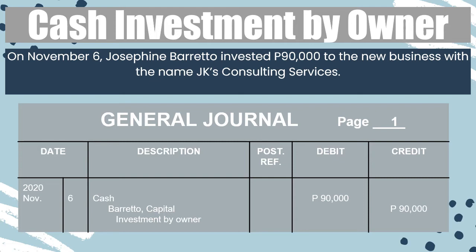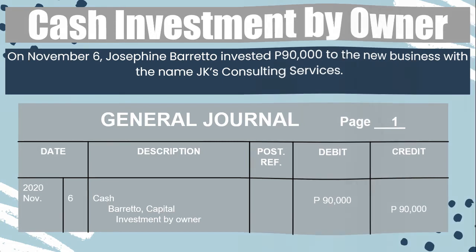So, on November 6, 2020, debit side cash, credit side Barretto Capital, 90K and 90K, debit side and credit side. Dapat ang debit at credit side ay balance. Ang explanation natin dito ay investment by owner.